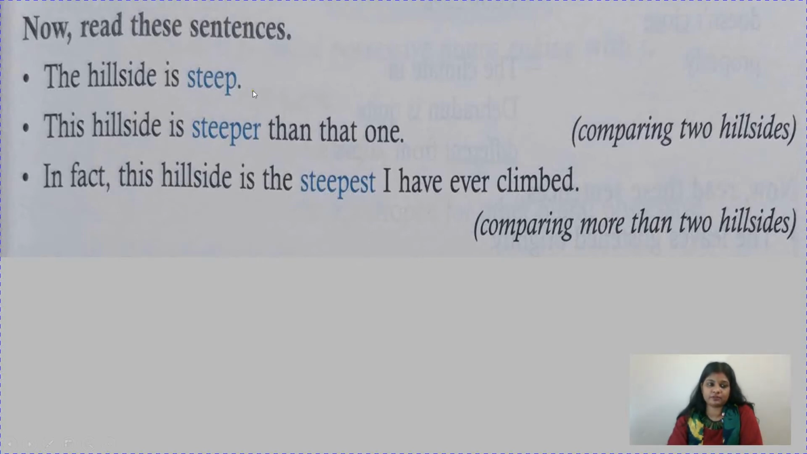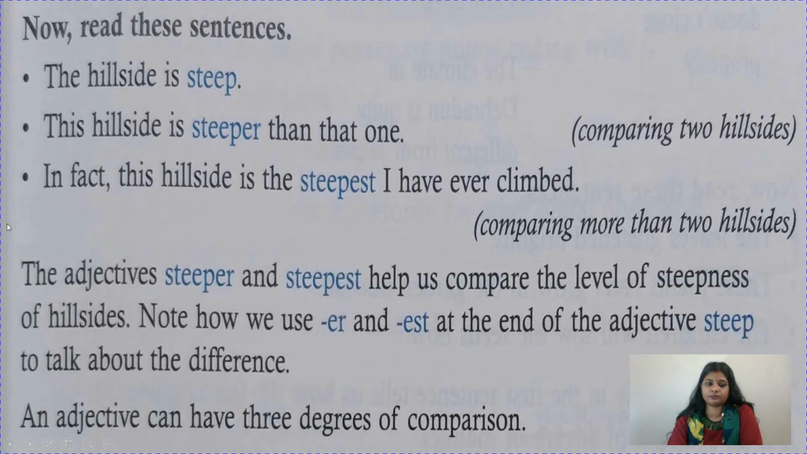So there are three types of degrees of comparison, children. Like the first one is steep. When we talk about only one noun or one person, place, animal or thing, we use the positive degree. When we compare two nouns, then we use the comparative degree, steeper. And when we talk about more than two, or you can say three or more, then we will use the superlative degree, that is steepest. So let us see more examples.